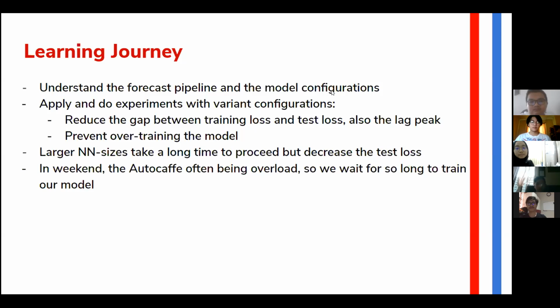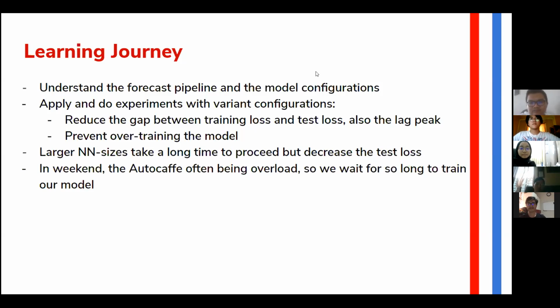Through this lab, we learned and understood the forecast pipeline and the model configurations. We could apply and experiment with variant configurations, such as reducing the gap between the training loss and test loss, and the lag peak. We could also prevent overtraining the model. We learned that larger NN sizes take a long time to process, but decrease the test loss.